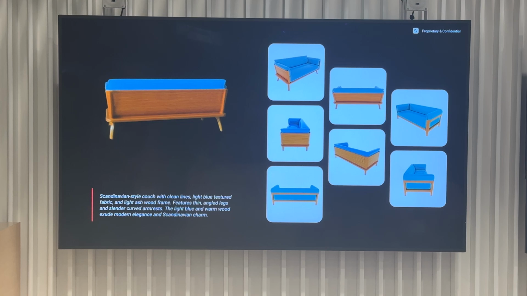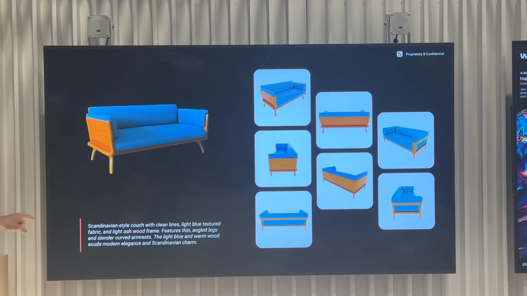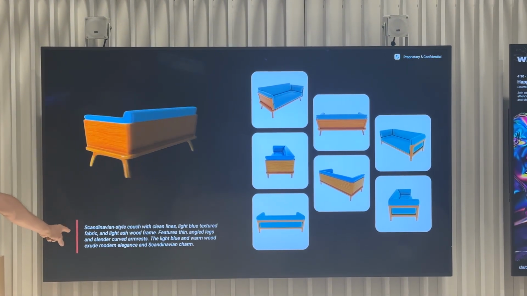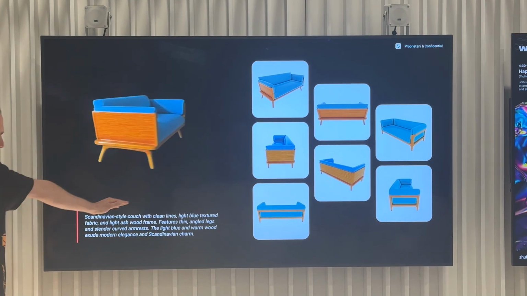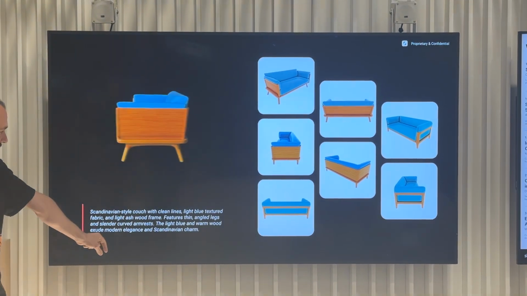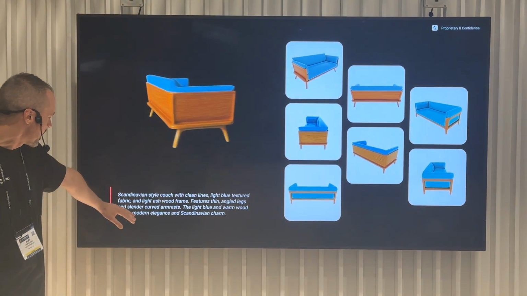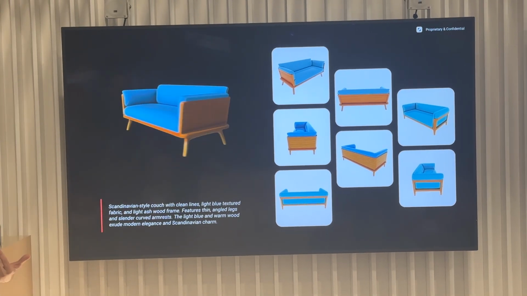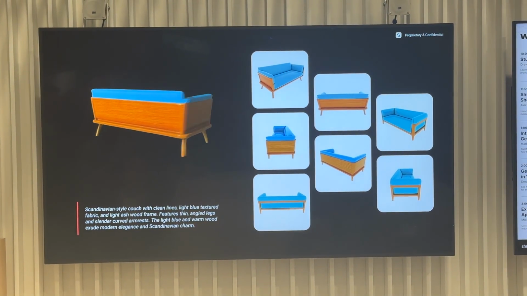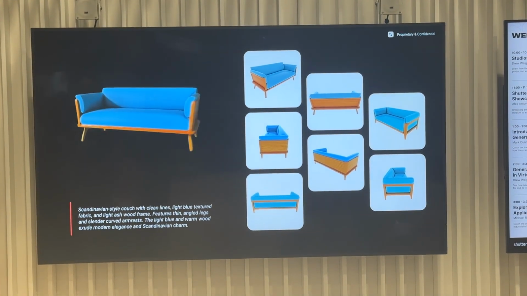And here's a real world example of exactly what I'm talking about. This is following the protocol of the prompt. We start off with the object, then go into a bit of detail about what it is, and then we like to end with something describing the modern elegance, Scandinavian charm. It's quite creative writing, but it really helps. It really makes a difference.